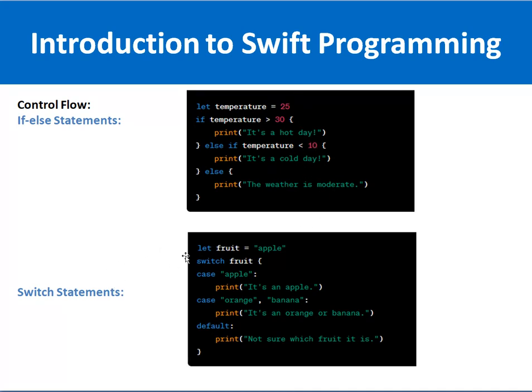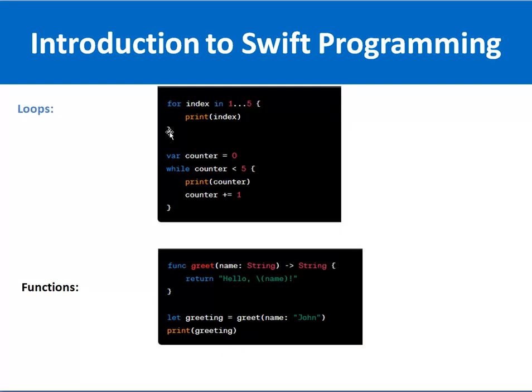Then the switch statement is also like an if-then-else, but let me give you an example. Let fruit is equal to apple. Switch fruit: case apple, print "It's an apple". Case orange, banana, "It's an orange or banana". Default, "Not sure which fruit it is". So how will it work here? It will check the fruit: yes, fruit is apple, so it prints "It's an apple". So this is the syntax for the switch statement.